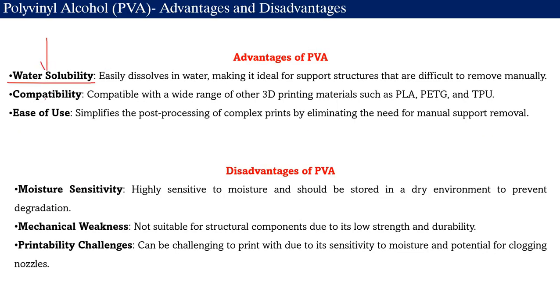These are the advantages. The most important advantage is water solubility, compatibility, ease of use. The disadvantages are moisture sensitivity, mechanical weakness, and printability challenges. So we can use it only for making support structures. That is a disadvantage. The printability challenges are there while using this PVA, polyvinyl alcohol.